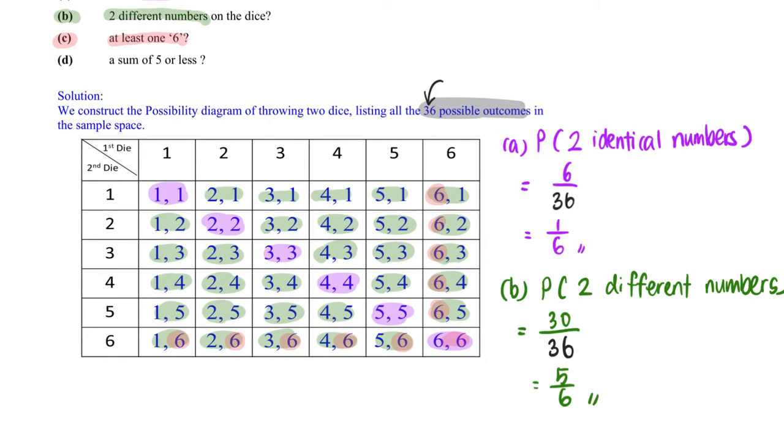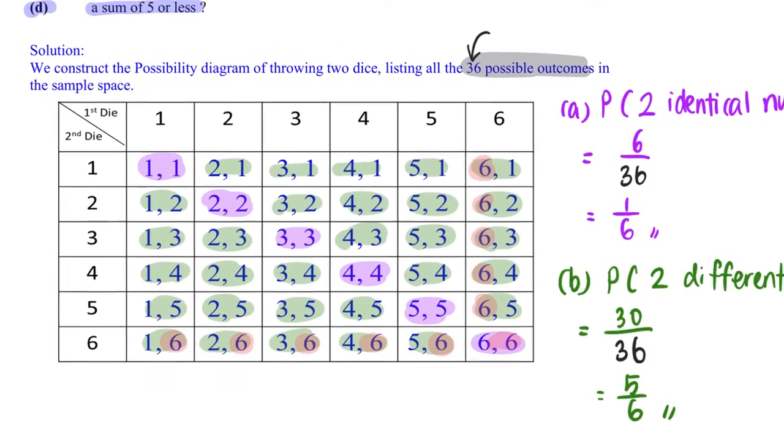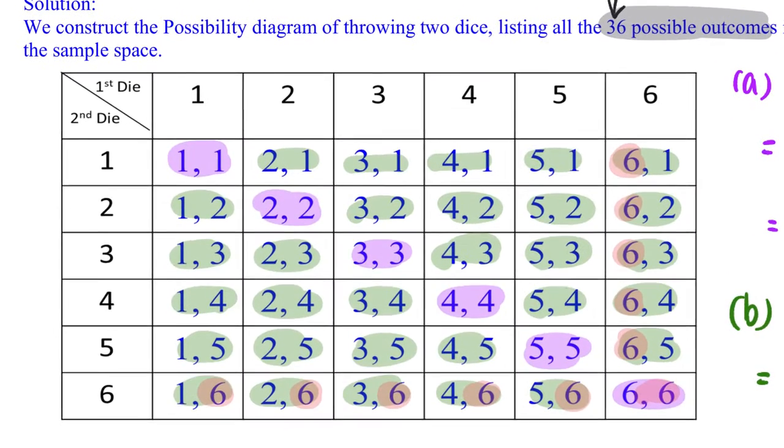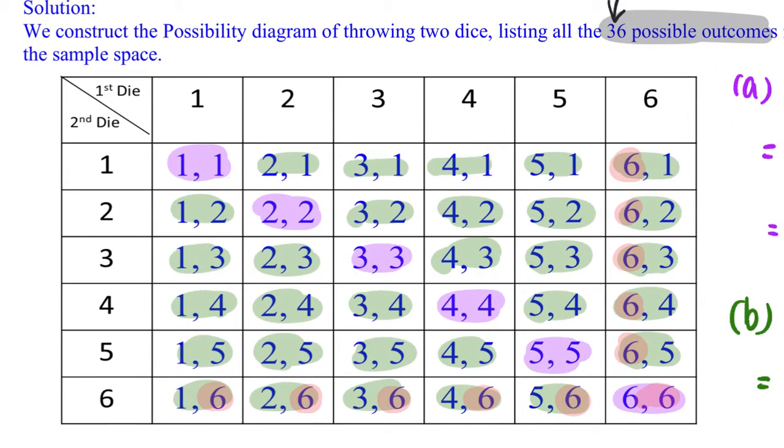A sum of 5 or less. So for this, in this particular case, I would have to, probably at the side, you will see Mr. Tan doing this. 1 plus 1 is 2. This is 3. I'm going to just add out all the sums. So this one will be 6, 7. This one will be 3. 2 plus 2 is 4. Eventually, you will see Mr. Tan writing all the sums out.